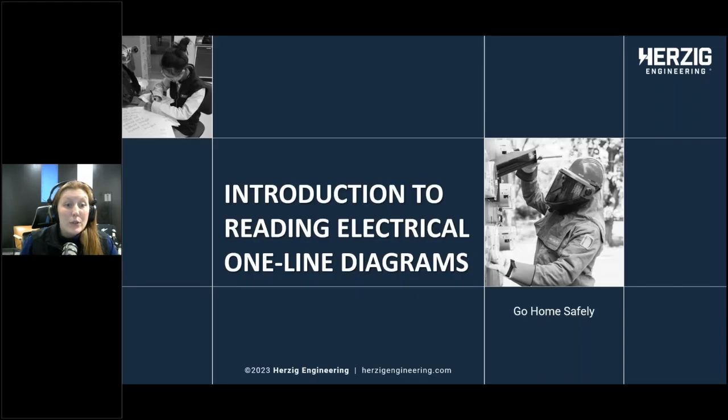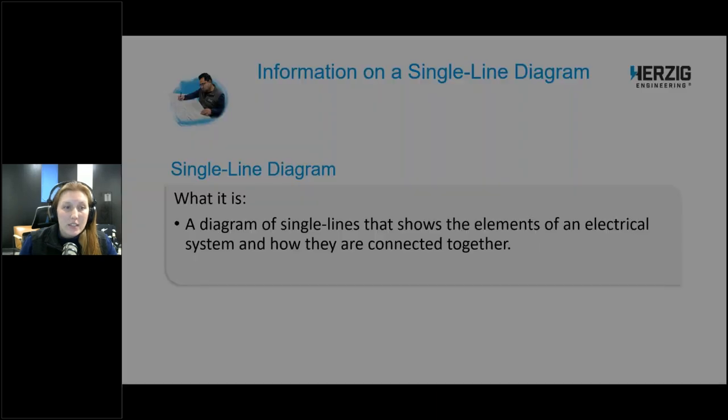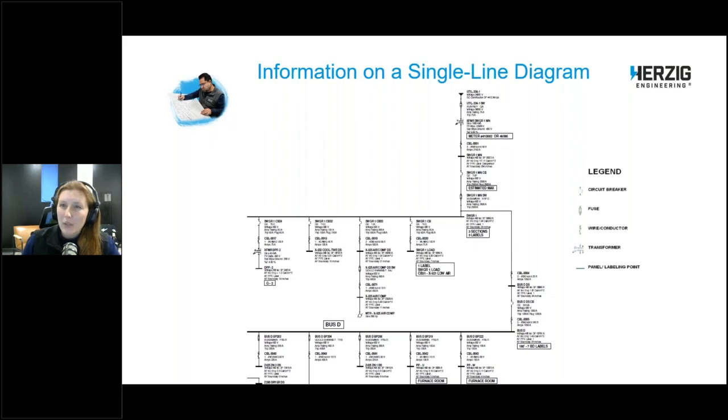Okay, so how do we utilize those if you have them? Well, first off, we just have to understand what is it. Well, a single line diagram or a one-line diagram is exactly what it sounds like. It's a diagram of single lines, go figure, that show the elements of an electrical system and how they are connected together. In other words, it's a map of your electrical system, not necessarily where it's located in your facility, but more about how each thing is electrically connected. So what feeds what? Which breaker is going to turn off this motor? Which fuse disconnect is going to feed this panel? You know, things like that.